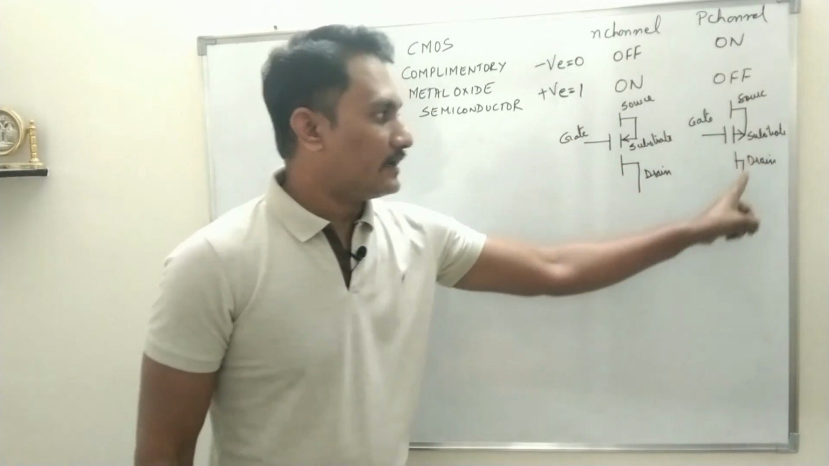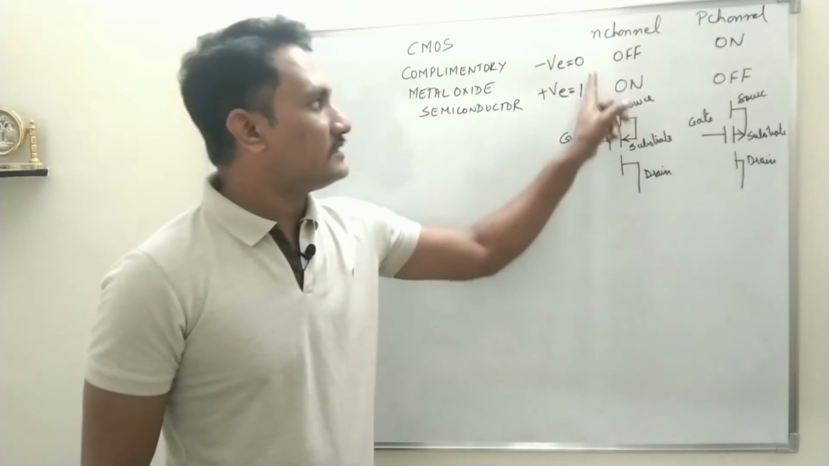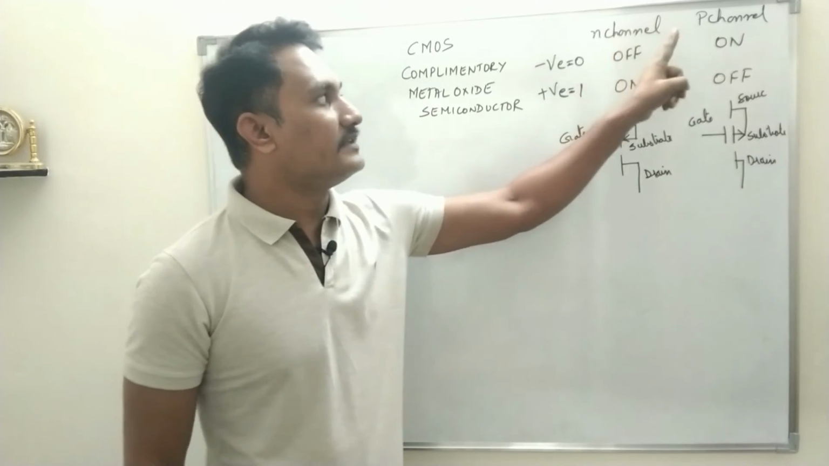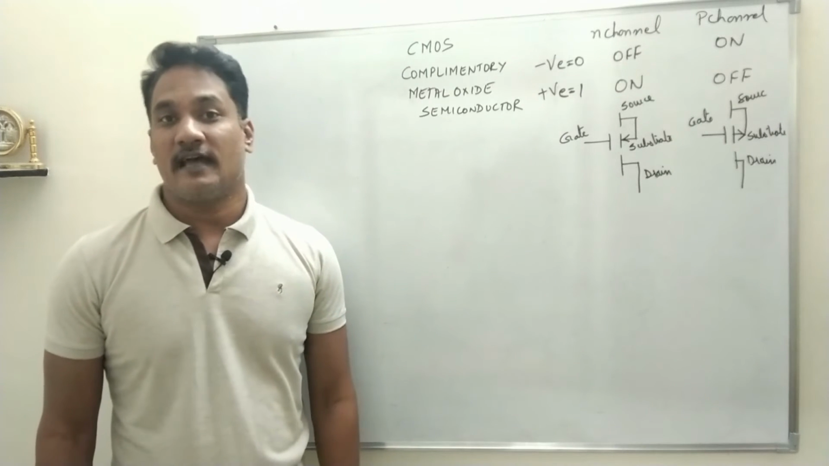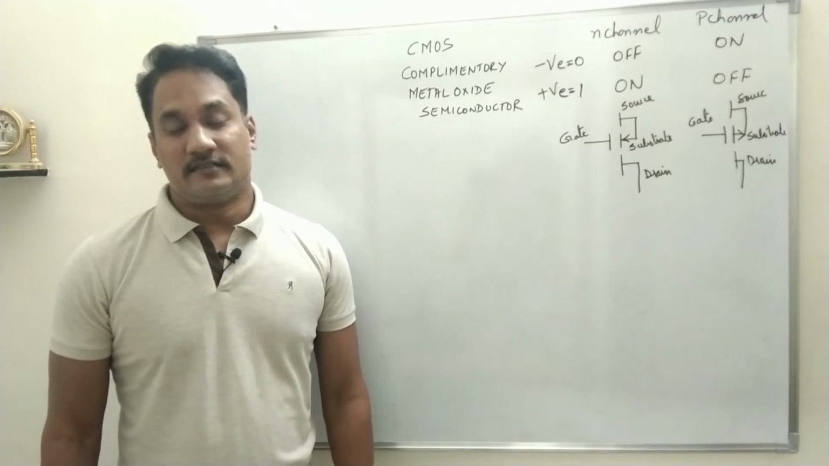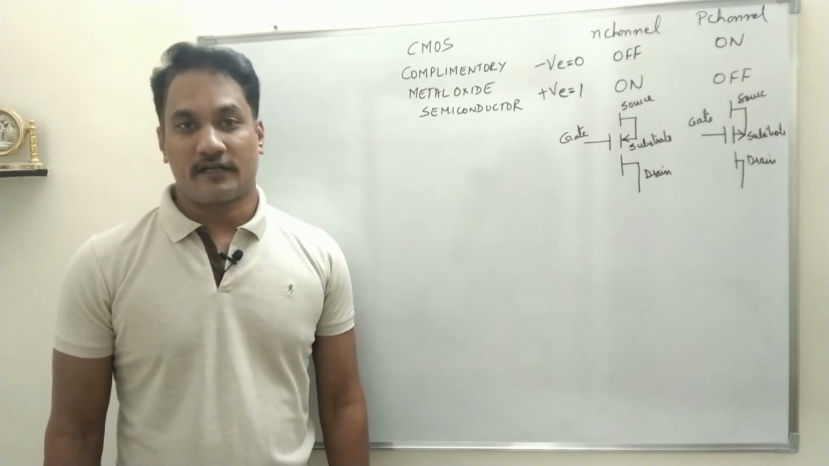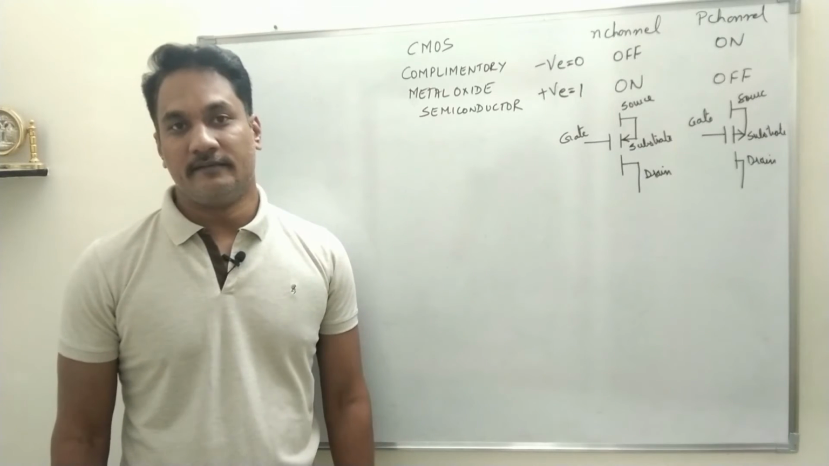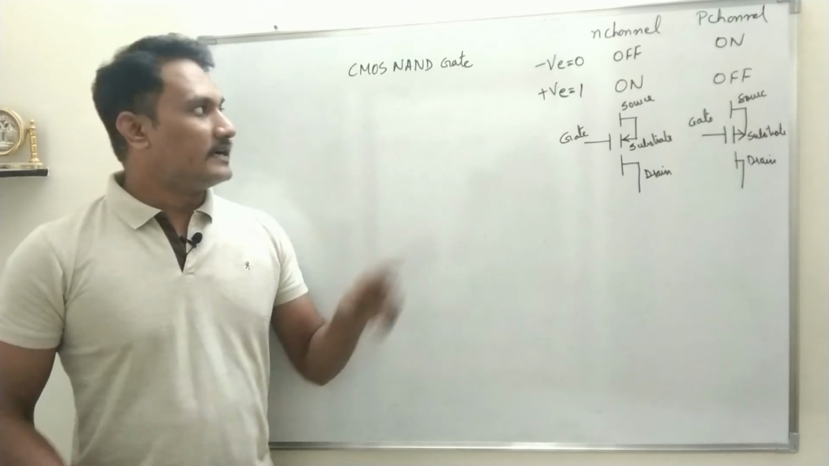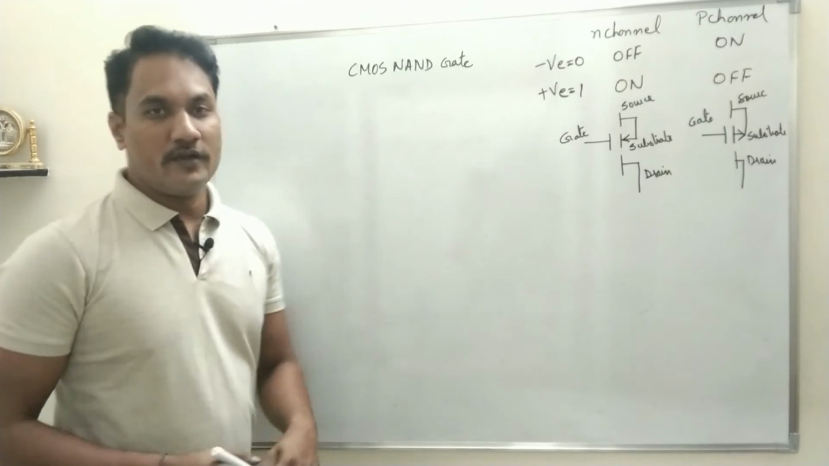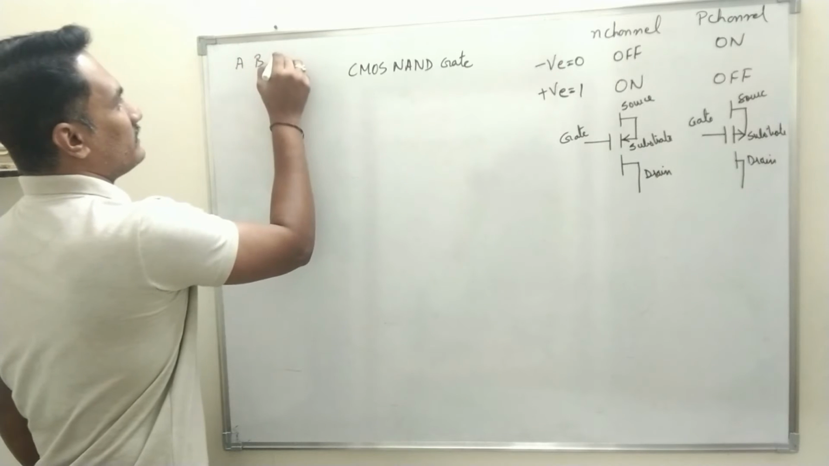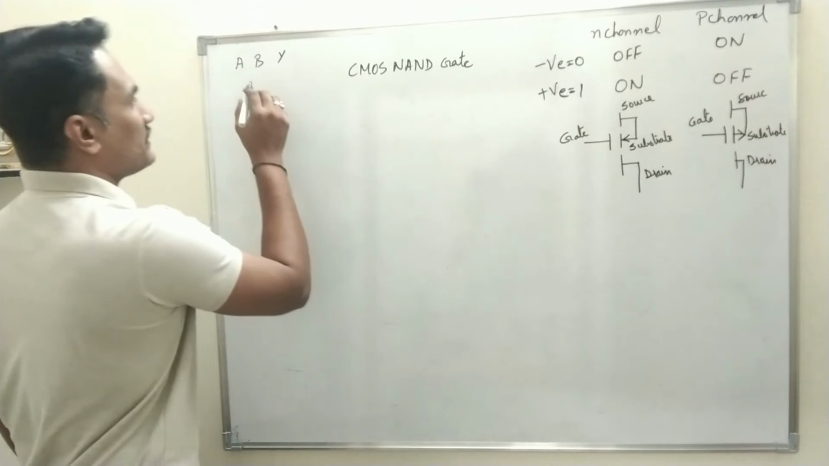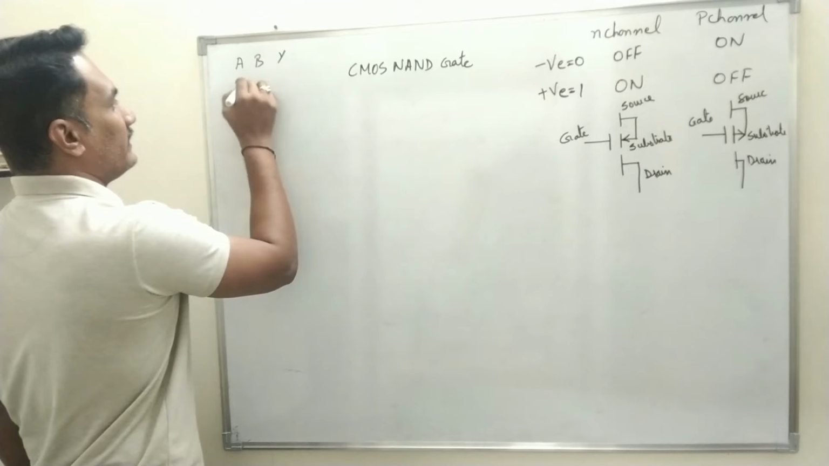So if you can remember this symbolic representation and this operation of N channel and P channel, we will easily be able to construct and design the CMOS NAND gate, CMOS NOR gate, CMOS NOT gate. Next, let us try to understand the CMOS NAND gate. Before going to the circuit diagram, let us refresh ourselves with the symbolic representation and truth table of the NAND gate.